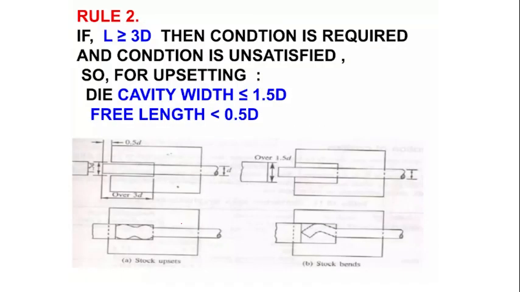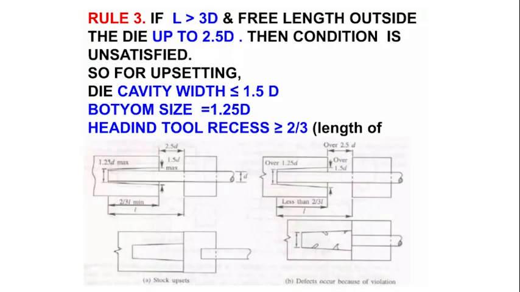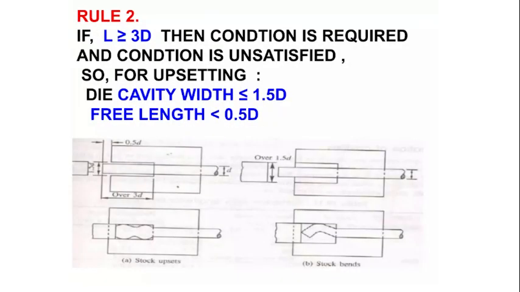Then your rule number 2. Suppose you are not able to fulfill the first criterion. Then you have to fix your die cavity width as this, and you have to provide some free length to your unsupported workpiece, that should be less than 0.5D. This is the other condition. If rule 1 is not satisfied, you should follow rule 2.